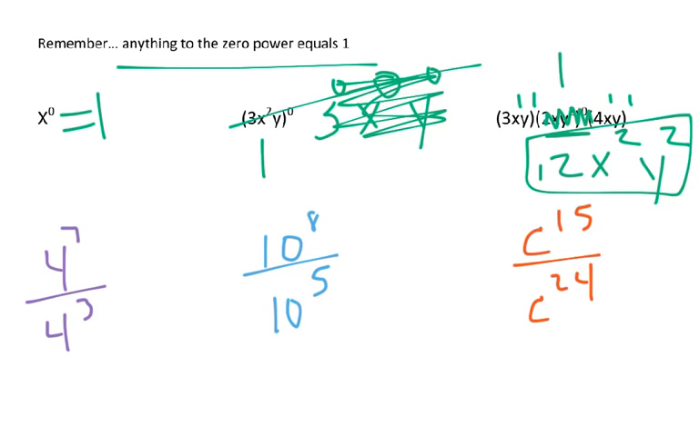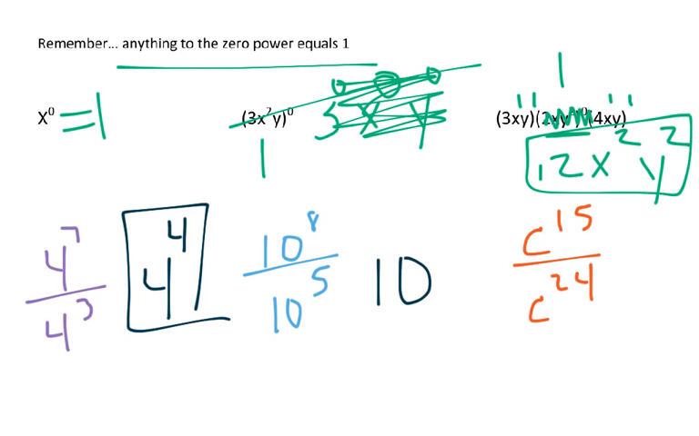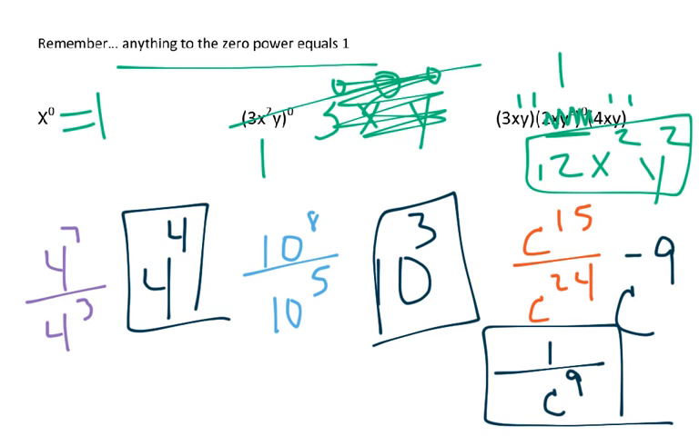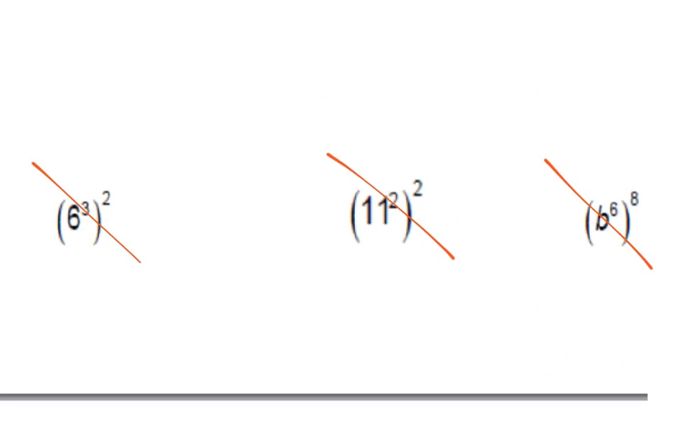Okay, so 4 to the 7th over 4 to the 3rd, your base is 4. 7 minus 3 is 4. That is your answer. 10 to the 8th over 10 to the 5th, your base is 10. 8 minus 5 is 3. That is your answer. C to the 15th over C to the 24th. C to the 15 minus 24 is a negative 9. Can't have a negative exponent, so it becomes 1 over C to the 9th. You have to fix the negative exponents.